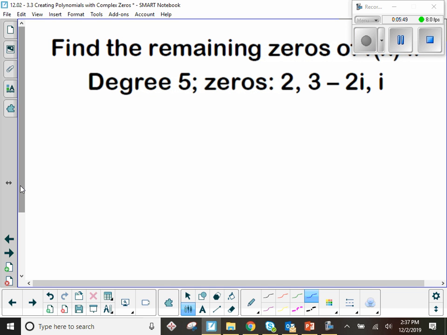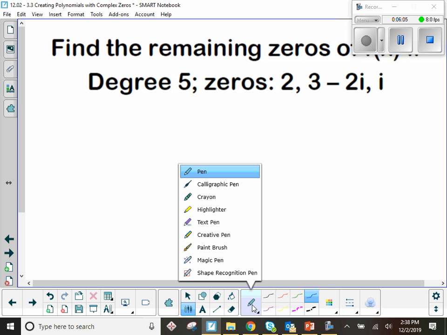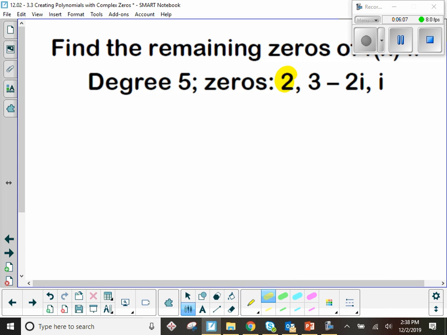How many zeros did this problem give us? How many zeros do we have? No, we do not have 4. Look where your commas are. How many are there? There's 3, right? So let's be careful that we know what's going on. So we have a 2. We have 3 minus 2i. And we have i, all right?